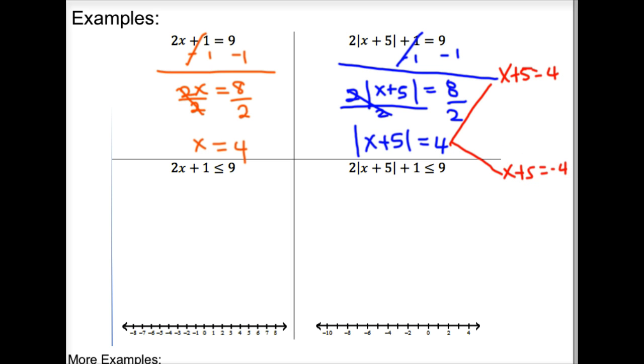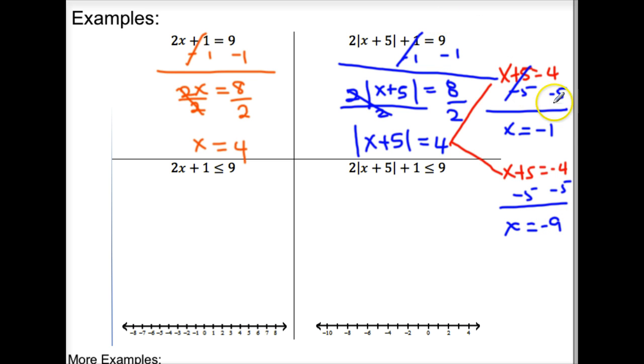And then all I'm going to do is go ahead and solve these. Minus 5 on both sides. X can be equal to negative 1. Here I will minus 5 again on both sides. X can be equal to negative 9.